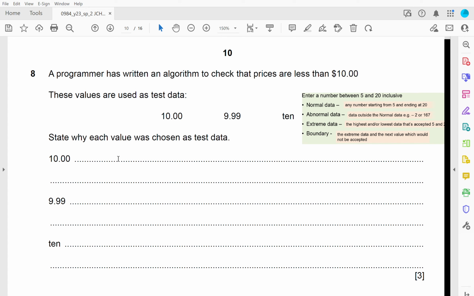Okay, so why was each value chosen as test data? So 3 marks, 1 reason for each. So $10. It has to be less than $10, so $10 shouldn't be accepted. So it's not normal data. So it can be abnormal data.